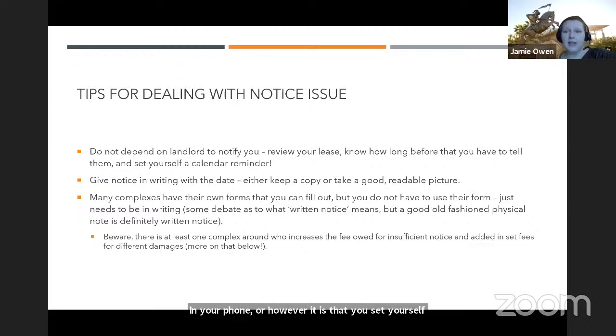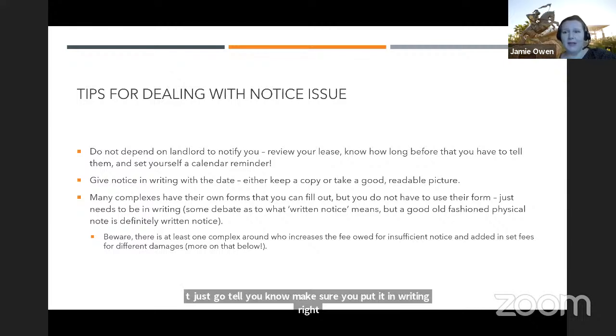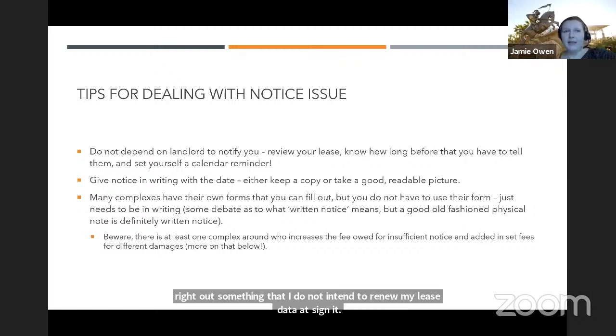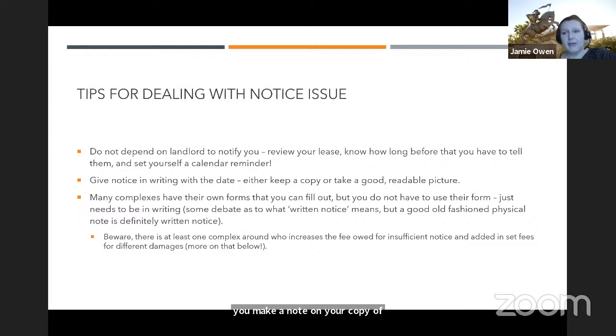If your lease is ending in July and you know it's coming up, look at your lease. And don't just go tell them, make sure you put it in writing. Write out something that says I do not intend to renew my lease, date it, sign it, keep a copy of it, and give it to the landlord. And I recommend that you make a note on your copy of who you gave it to, and when, just in case there's ever any question of whether or not you gave it to the person. You can also take a good picture. I know everybody walks around now with a camera and a video camera.